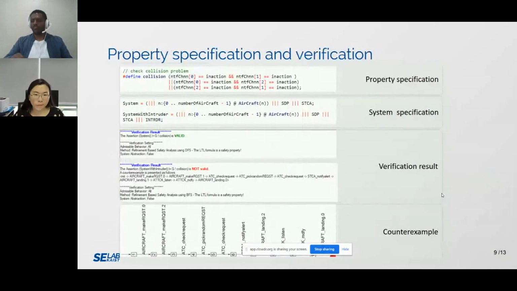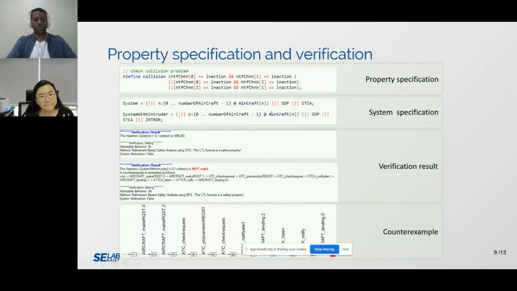Then property specification and verification. So what we did is we specified the properties to be verified using the LTL specification format, and this is also possible in the PAT model checker.